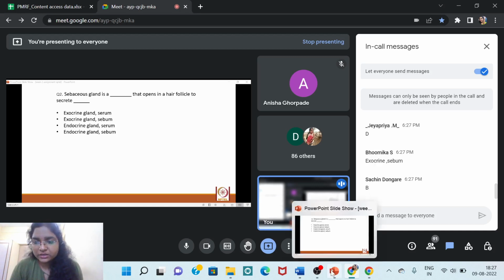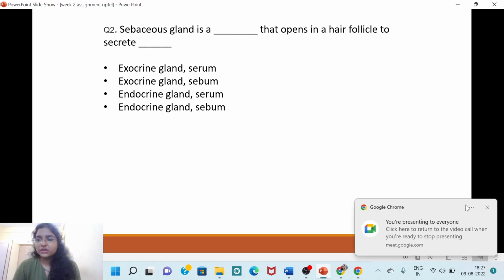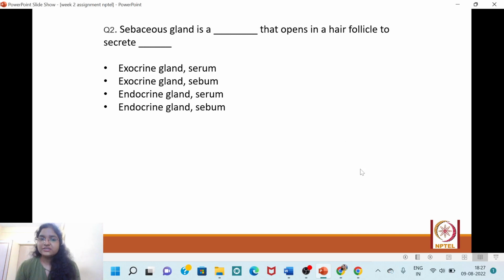Okay, I'll move on to the answer. So the correct answer is exocrine gland sebum, option B, and most of you have answered it correctly. Good, very good. So what is the correct explanation for it?